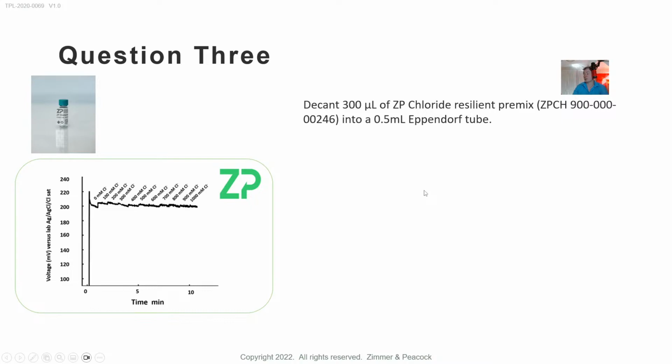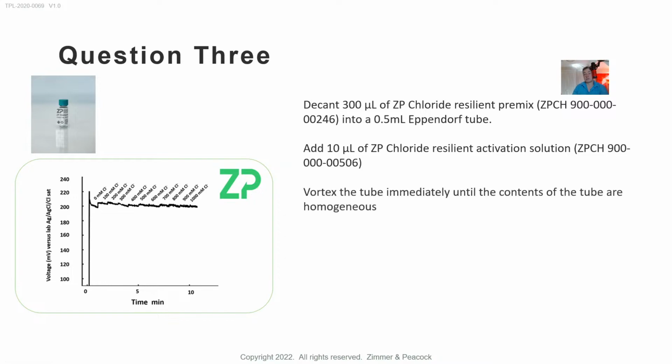Somebody bought that product, and I realized that we were a little short on information for them. So you get 2 vials in the pack. You decant 300 microliters of the chloride resilient premix. You add 10 microliters of the activation solution, and then you vortex those things together. And once you vortex it, you really want to be using it at that point. Now, what other scientists say is actually add 3 microliters of the solution to that reference electrode, for example.